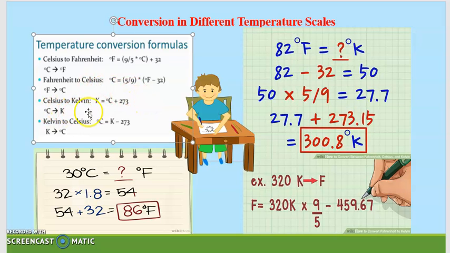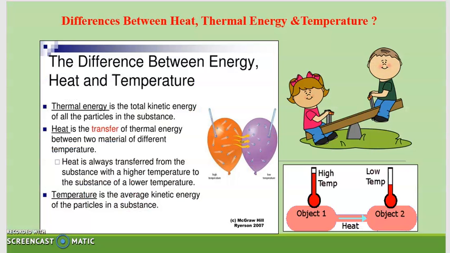To convert Celsius to Kelvin, we just use Celsius plus 273. To convert Kelvin to Celsius, we just use Kelvin minus 273. Did you get that? Can you do some practice?